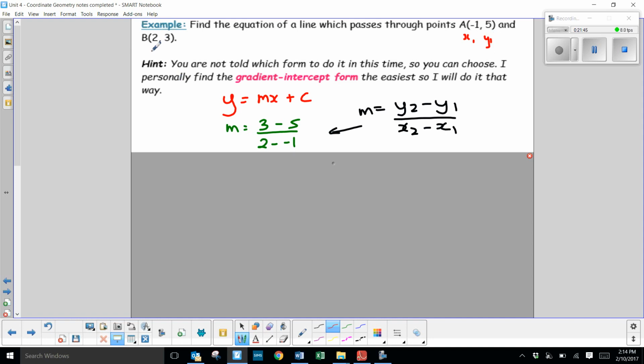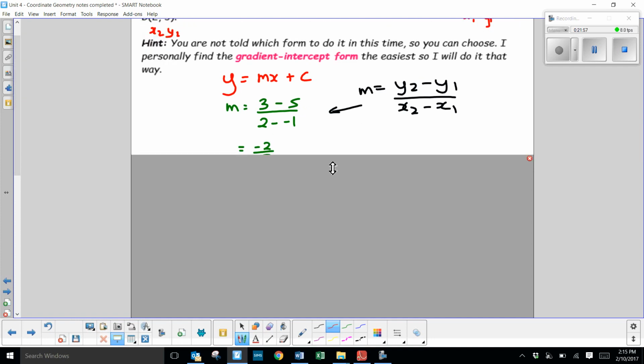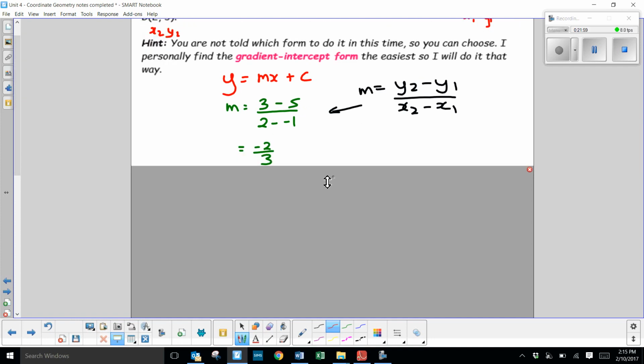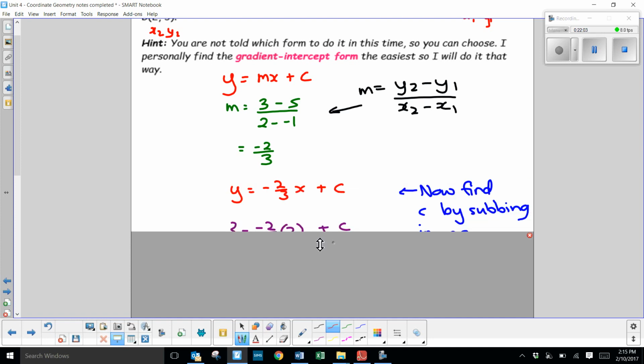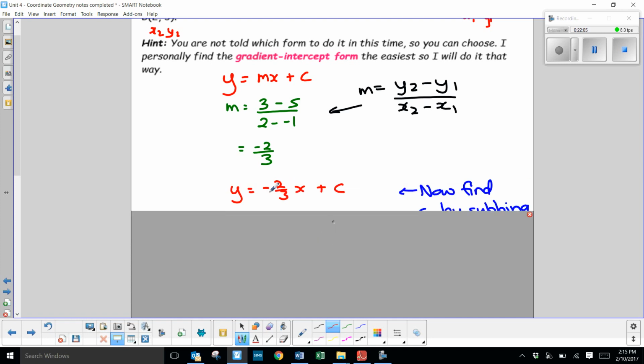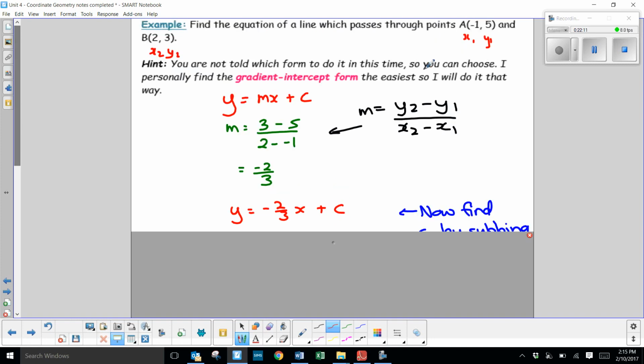x2, y2, so that you've subbed them in, and work out what the numerator is, work out what the denominator is. That's the numerator, what's the denominator? There you go. Simplified already. So that's our equation so far in gradient intercept form. We've just subbed in the gradient. Now to find c, you can choose either the first point, x1, y1, to sub in, or you could choose the second point, x2, y2. Your choice. You can always check your answers by doing both.